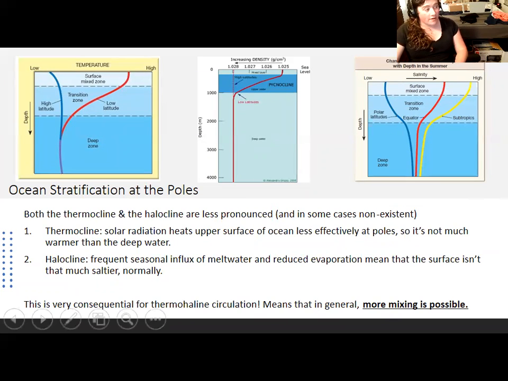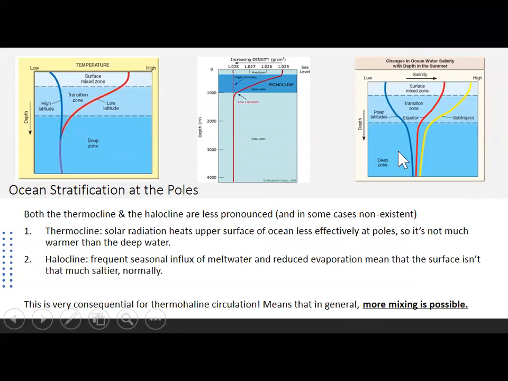The fact that the sun is so much weaker actually plays a huge role in this. The sun is weaker in that it's spread over much more land because of the latitude you're at. It's not being pointed directly at the equator. It's being spread out. The solar radiation just doesn't heat the surface of the ocean that effectively. So what that means is that the surface water is not actually all that much warmer than deep water.